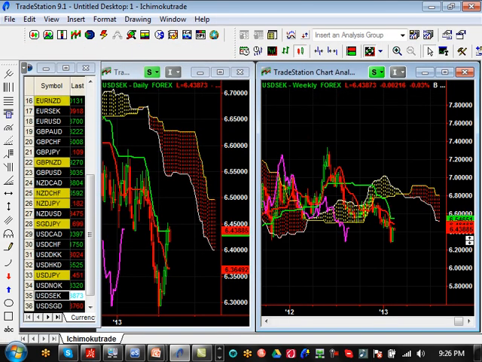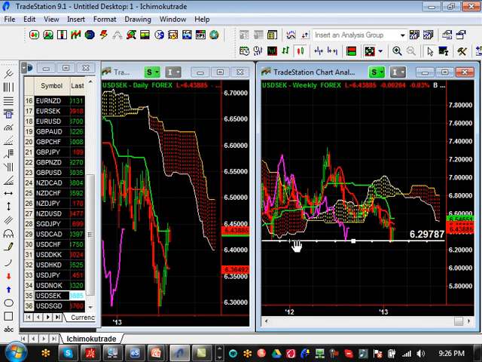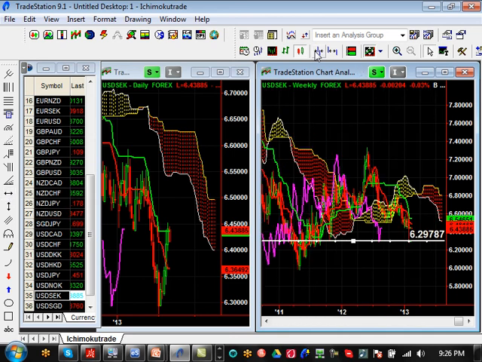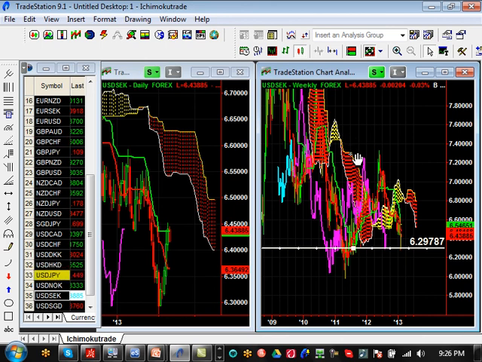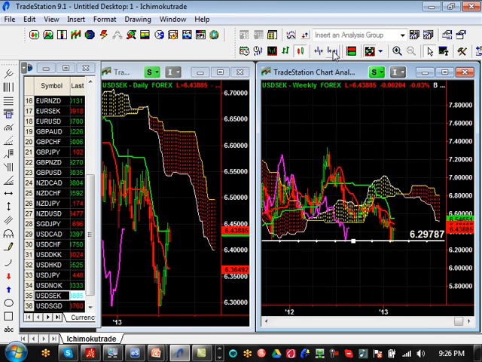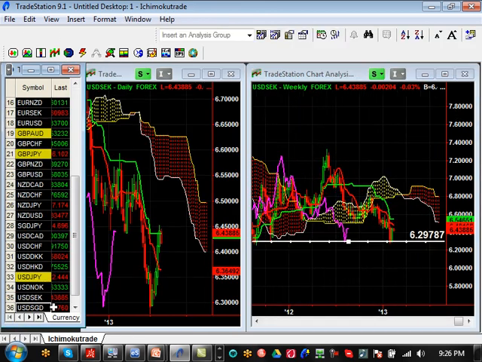US SEK, if you look here, it's at a support level right now. If it breaks this, then it can start a consolidation pattern. It can start a trend here to at least retest the lows right at 0.6000. But it's got to break the support level in order to do that.